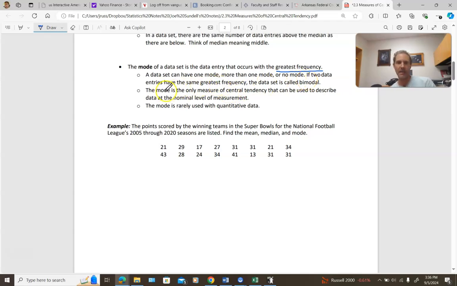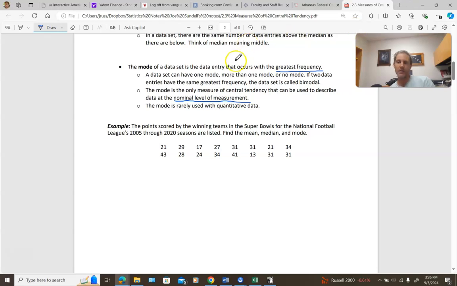And yeah, like I said, it is the only measure of central tendency that can be used to describe data at the nominal level of measurement. So remember, nominal, that was that lowest level of measurement, typically used for qualitative data.